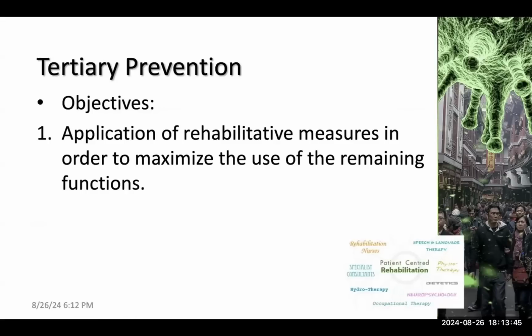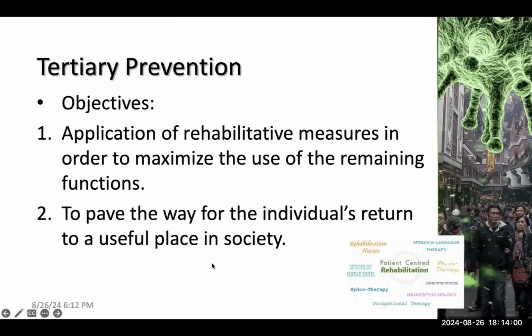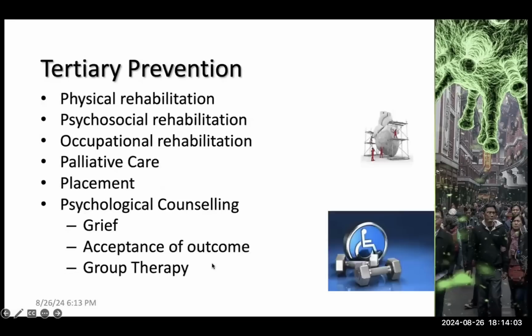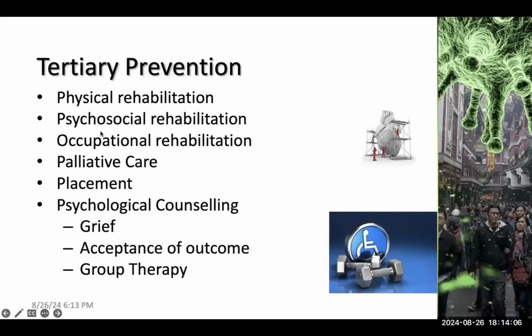Tertiary prevention. We all know what tertiary prevention is. It is the application of rehabilitative measures in order to maximize the use of the remaining functions. This also paves the way for the individual's return to a useful place in society. Tertiary prevention includes physical rehab, psychosocial rehab, and occupational rehab, and this is very important, especially for family medicine: psychological counseling for grief. We do this if there is mortality, or if the patient is already dying, then we give counseling so that they will be able to accept the outcome.